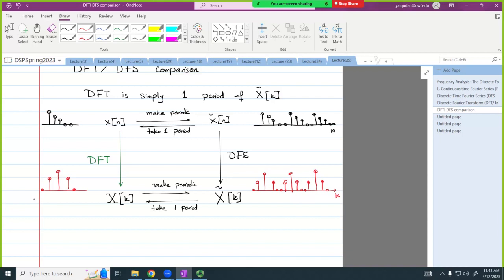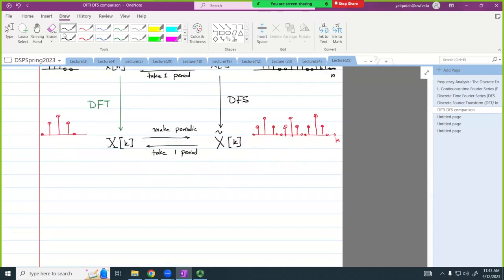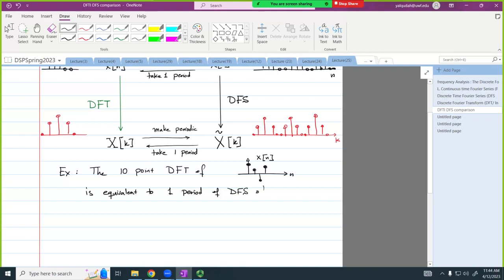Okay, so basically what this says, as an example, the 10-point discrete Fourier transform of this signal here, this is x of n, is equivalent to one period of the discrete Fourier series of the following signal.